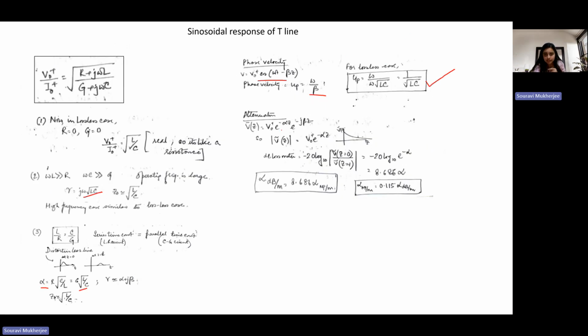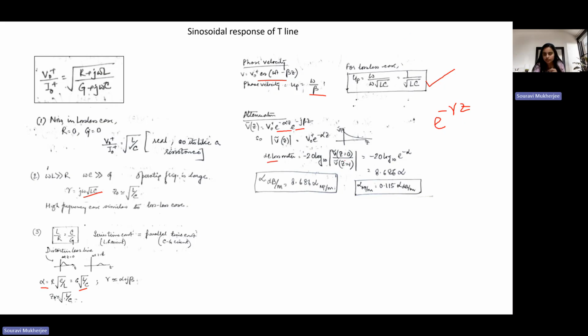Okay. Now there can be cases where you have a finite alpha. When you look at the e to the power minus gamma z form, the j beta part will give you the phase, while the e to the power minus alpha z will talk about an exponentially decaying signal, right? So that's the attenuation that is happening. And you can actually quantify it. You can write it in terms of dB.